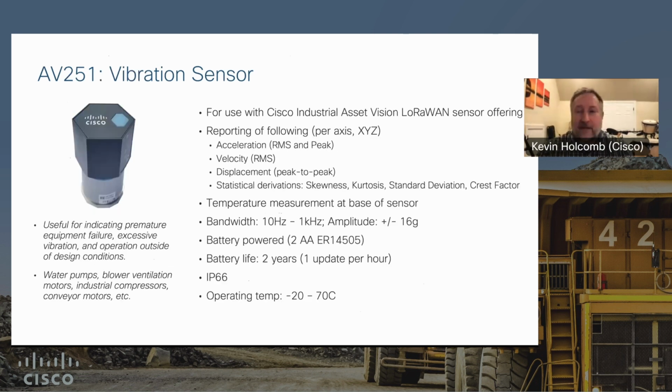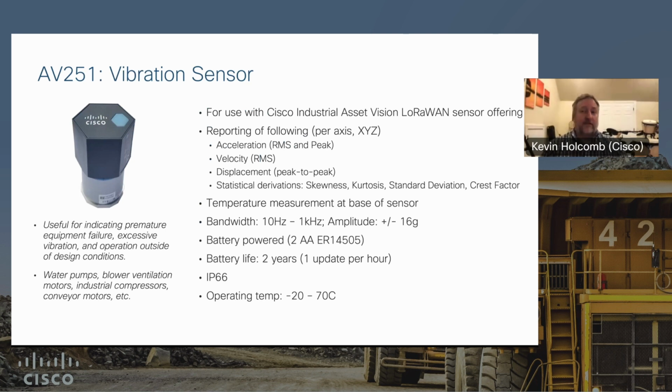And then the other new one is the AV251. That is a vibration sensor. So these we report on per axis, XYZ, right? We can do acceleration RMS and peak. We can do velocity RMS, displacement, and several statistical derivations.